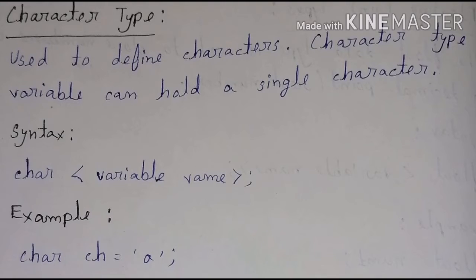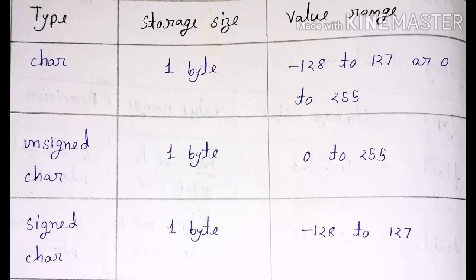What is character type? It is used to define characters. Character type variable can hold a single character. Here is the syntax for character data type. Here is an example of character data type. For declaring a character data type, we should put that character into single quotes, and we have to end that line with a semicolon. The storage size of char type is 1 byte. The storage size of unsigned char is also 1 byte, and the storage size of signed char is also 1 byte.